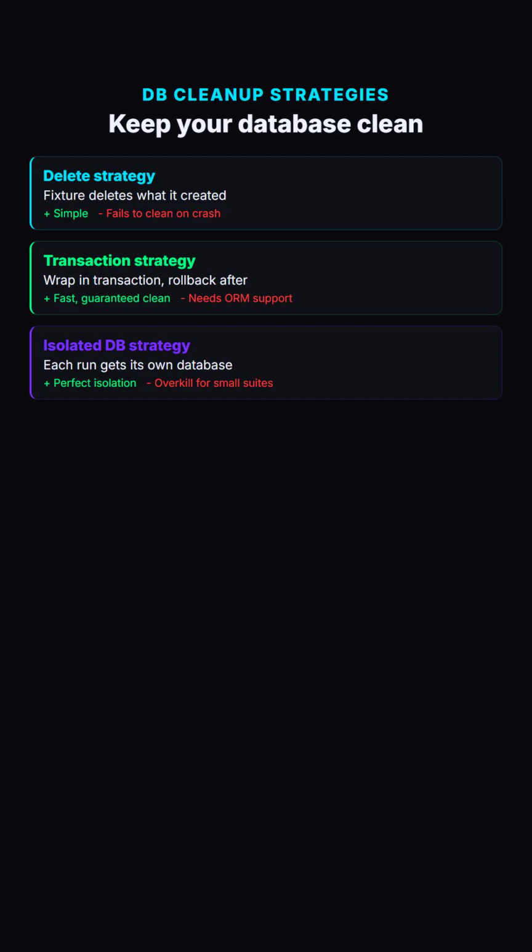For most projects, the transaction strategy is the right default. Yield fixture, open transaction before yield, rollback after. Every test starts with a clean slate. No accumulation. No interference. Combine that with factory functions and parameterization and you have a data strategy that will hold up as your test suite scales.